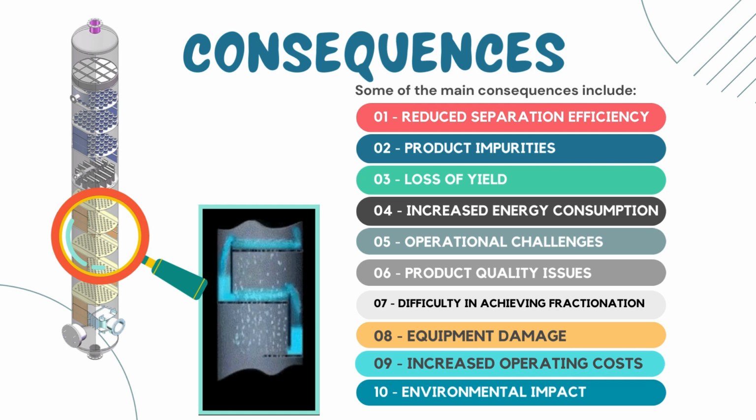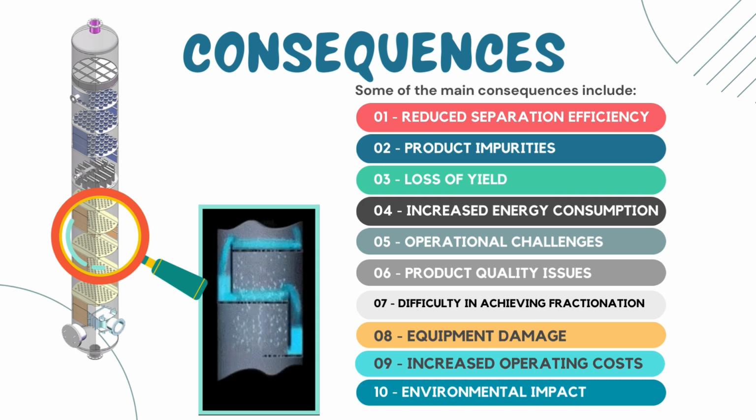Okay? Now the next consequence is equipment damage. Guys, continuous weeping may cause liquid accumulation in certain sections of the distillation column, potentially leading to corrosion, fouling, or other forms of damage to the internals of the column. Okay? And this can further impact the reliability and lifespan of the equipment. So guys, weeping has a great potential of causing equipment damage.